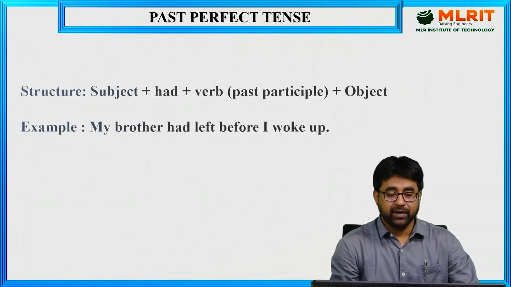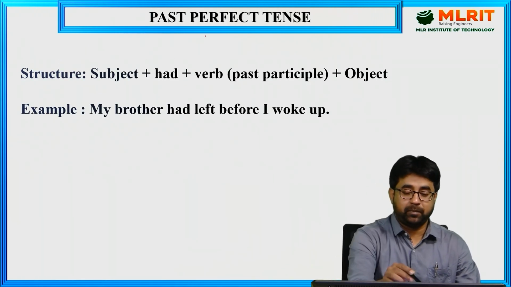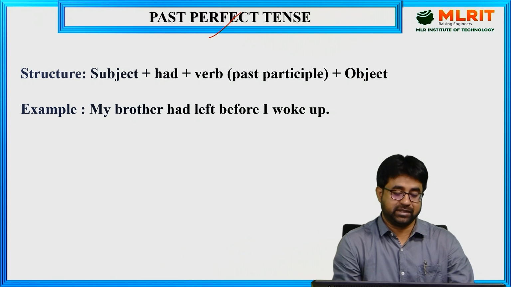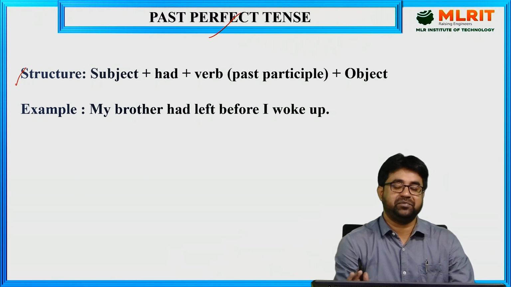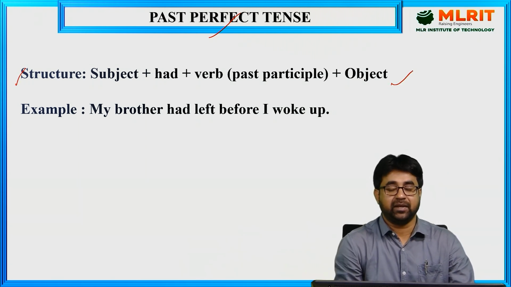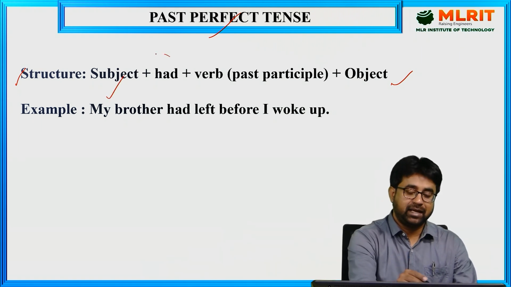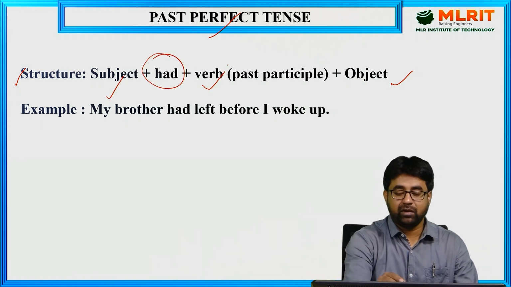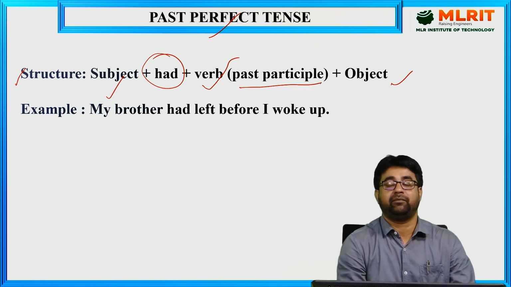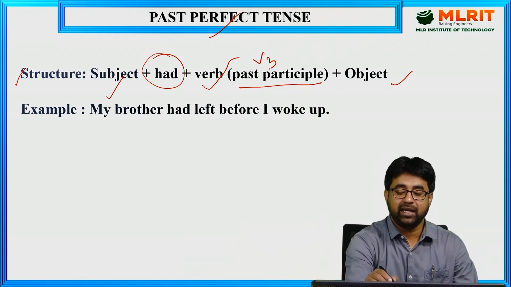Now let's see the next aspect of past tense, that is past perfect tense. So what is the structure? First thing first, structure of past perfect tense. How do you construct a sentence in past perfect tense? Subject, then had, then verb, past participle form. So this is nothing but V3.